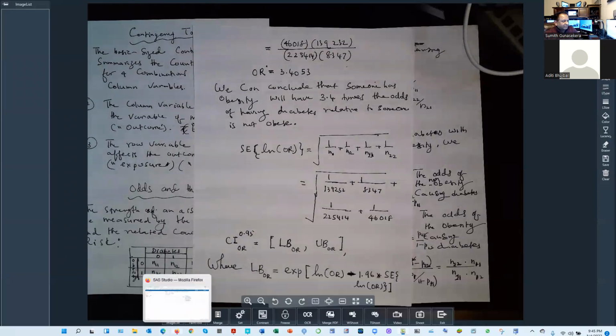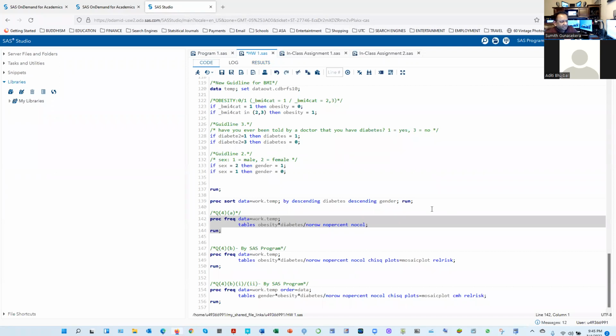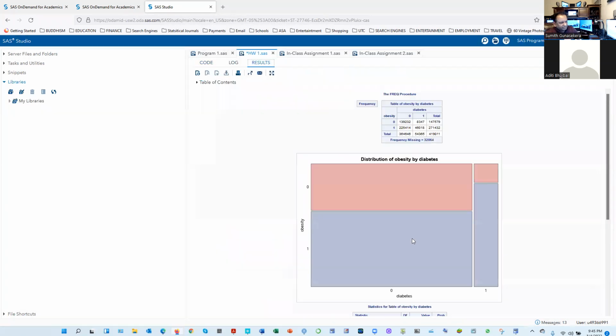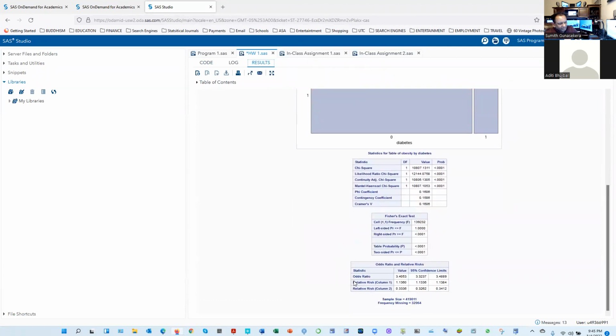Do you see that one anywhere in this printout? Let's run this one. 3.4053, we got that one. You can easily get that, but the way this question is structured, they want to push you to do this one by hand. That's what they are planning to do.